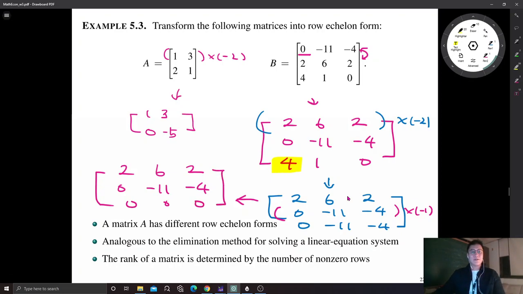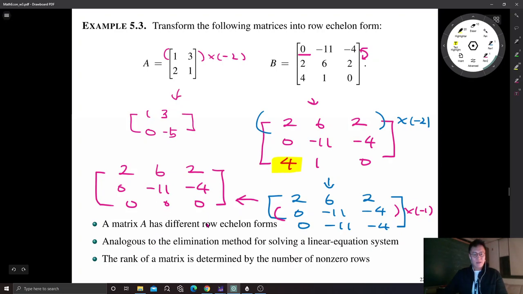So this is now in echelon form, because the third row has 3 leading zeros, the second has 1 leading 0, and the first has no leading 0. Each row has more leading 0s than the predecessor. So now it's an echelon form.